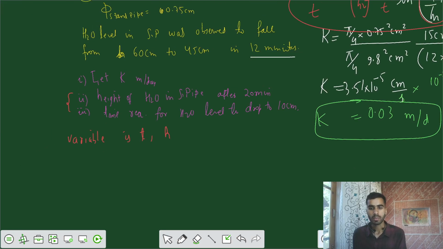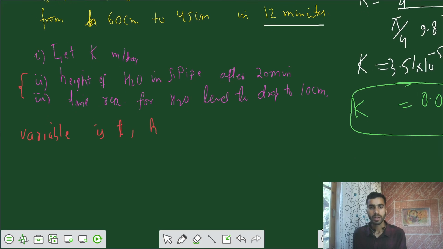Okay, let's go for part number 2, where we need to get the height of water in this standpipe after 20 minutes. Now it does not say whether the 20 minutes is from the start or from the point when it has already reached 45 centimeters.